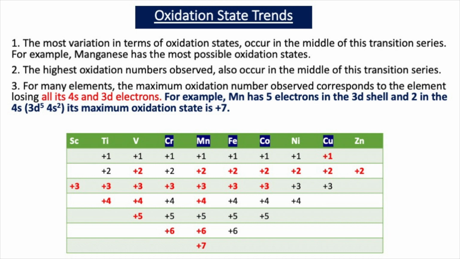Now, one final trend that I'd like you to be aware of is the fact that the +2 oxidation state becomes more prevalent as we go from left to right in this transition series. So for example, on the left hand side of this series, the +2 state rarely occurs. However, as you go from left to right, the +2 oxidation state becomes more common, and when you get to zinc, it's the only oxidation state that exists.